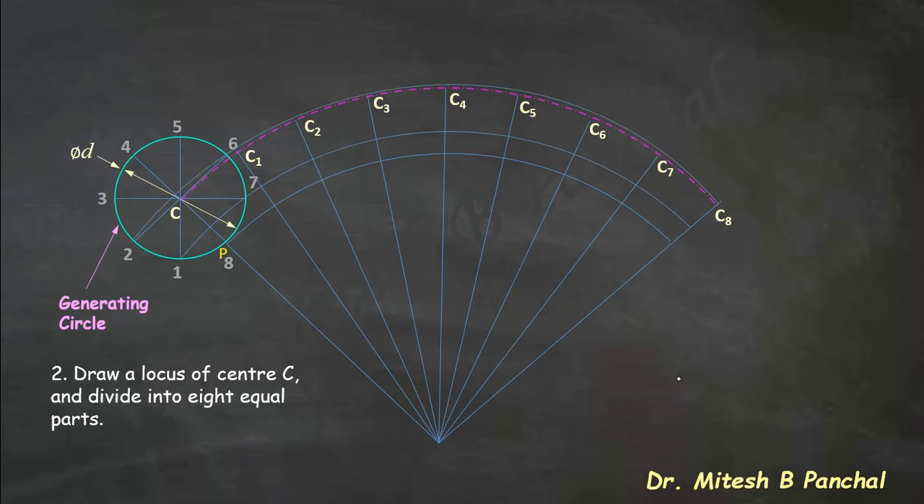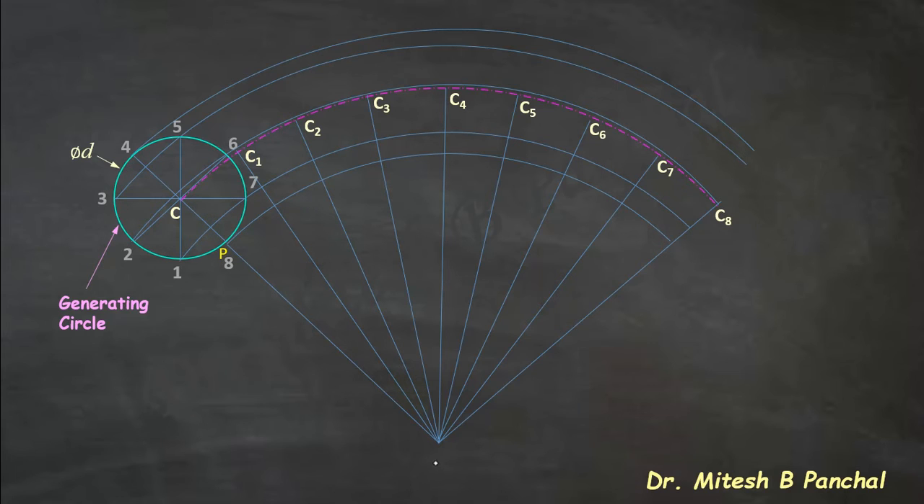Okay, so draw arc from 1, 2, 3, 4, 5, 6, 7 and point 8. Okay, now consider the rolling of the generating circle along the directing circle. Now consider the rolling of a generating circle on the surface of the directing circle.